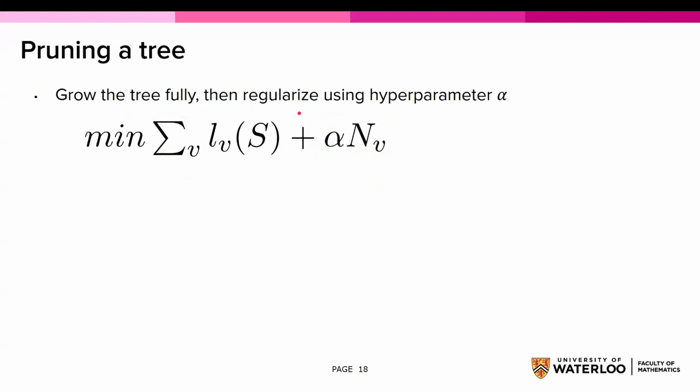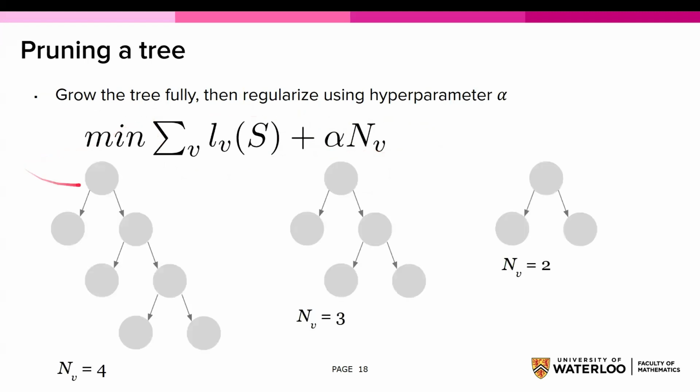And so how this is done is to actually grow the tree fully, up until that stopping criterion or just grow the tree fully, and then do pruning to shrink the tree back to find out when this full expression is minimized given your hyperparameter alpha. So for example, this tree would have four leaves. This tree here would have three, and this is the decision stump that would have just the two leaves.